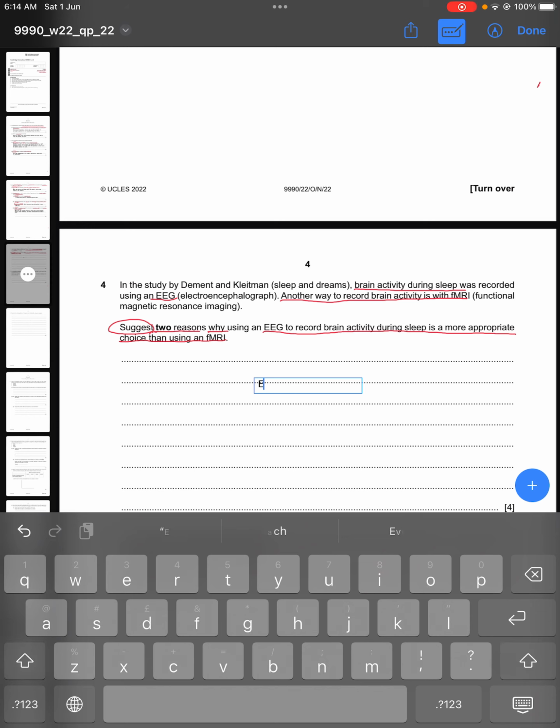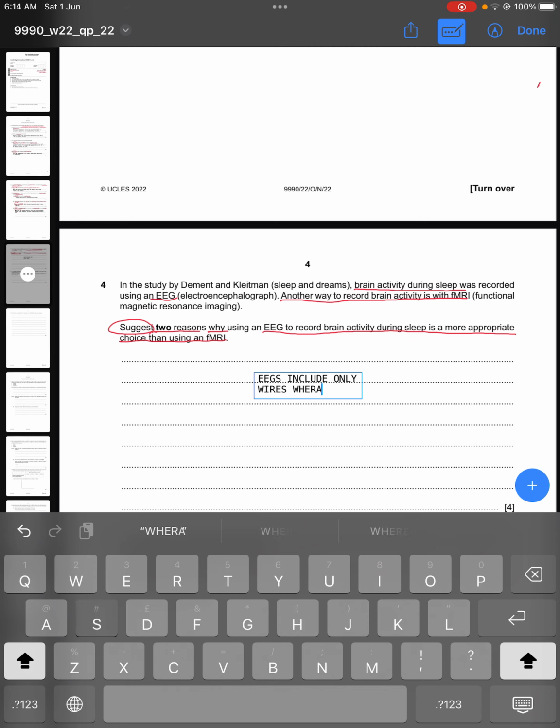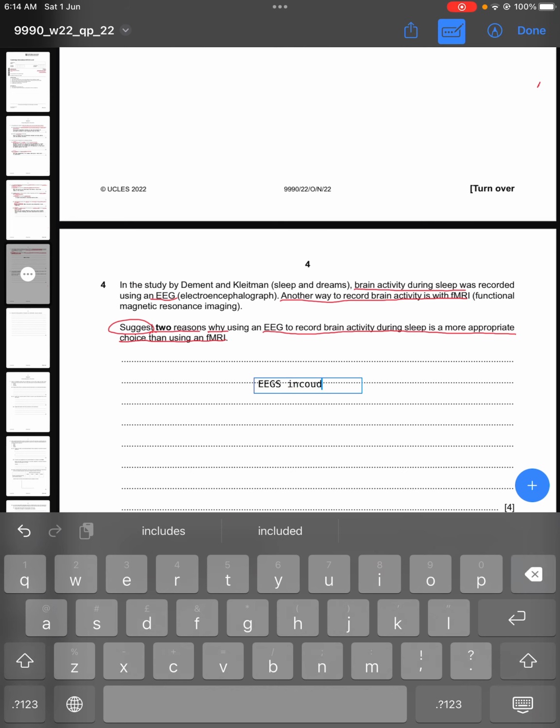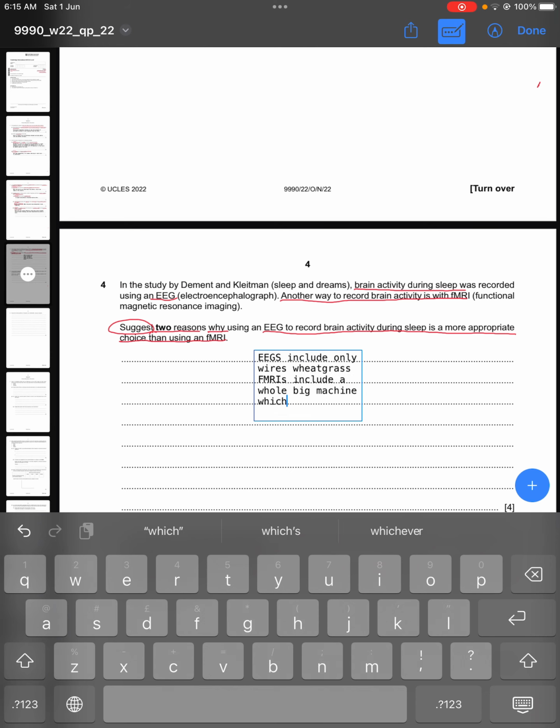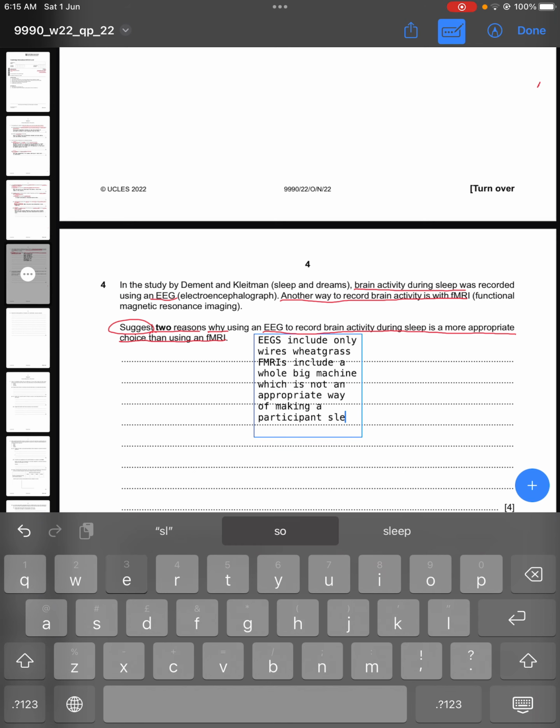So let's say we can write that EEGs include only wires, whereas fMRIs include a whole big machine, which is not an appropriate way of making a participant sleep overnight. That is one advantage.